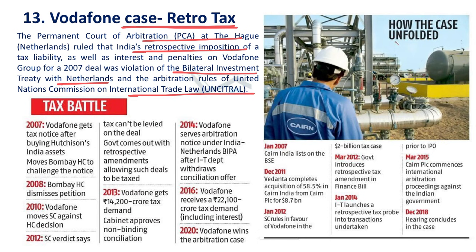What happened? India has imposed capital gains tax and transaction tax on Vodafone and Cairn companies. With regard to Vodafone, also with regard to Cairn, the Permanent Court of Arbitration favored them, and India was asked to pay the interest amount on the tax paid by these companies.